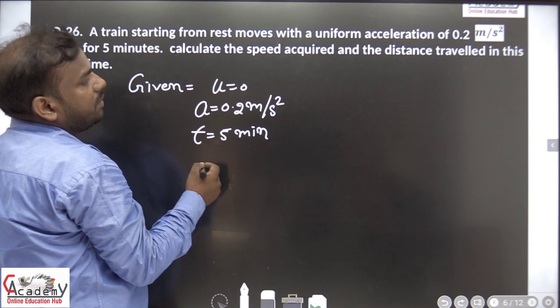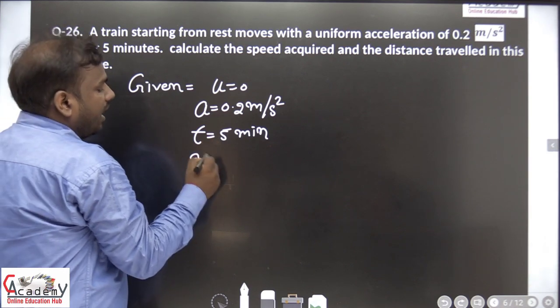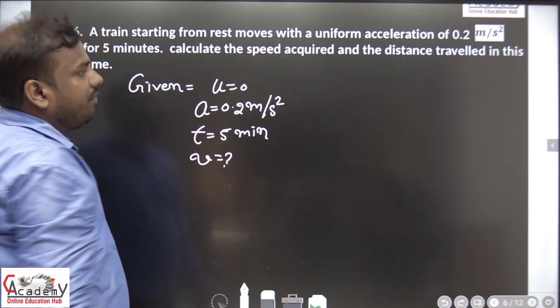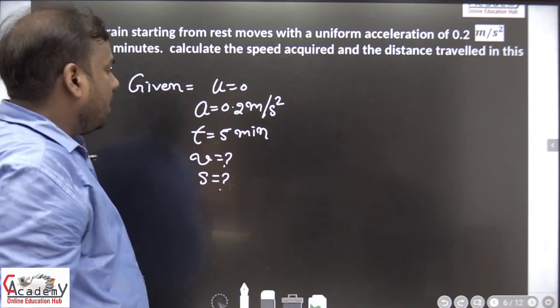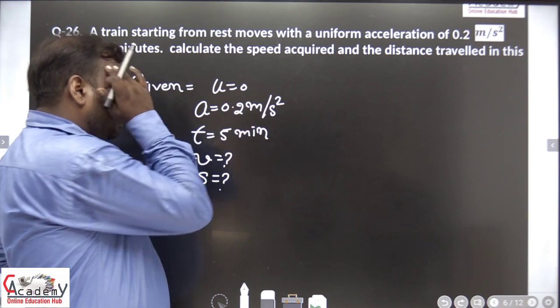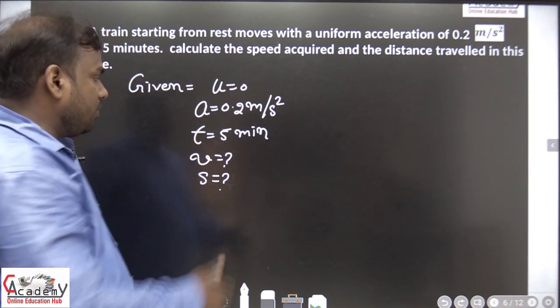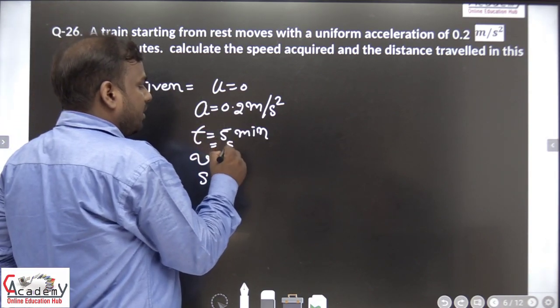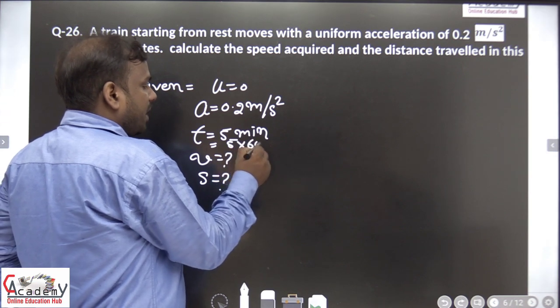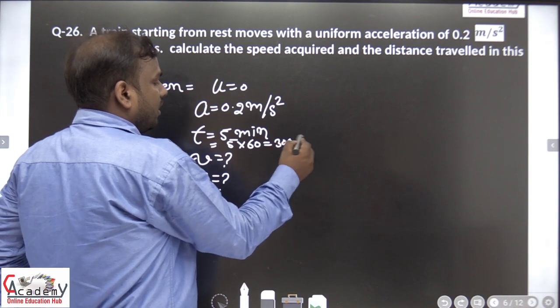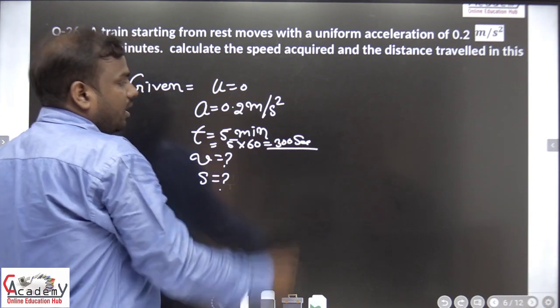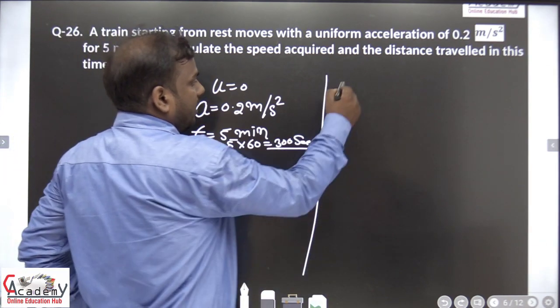Then calculate the speed acquired, meaning the final velocity. You have to find the final velocity and the distance traveled at this time. Now, acceleration is in meter per second square, so we have to change time into seconds by multiplying by 60, then we get 300 seconds. Now find the final velocity.